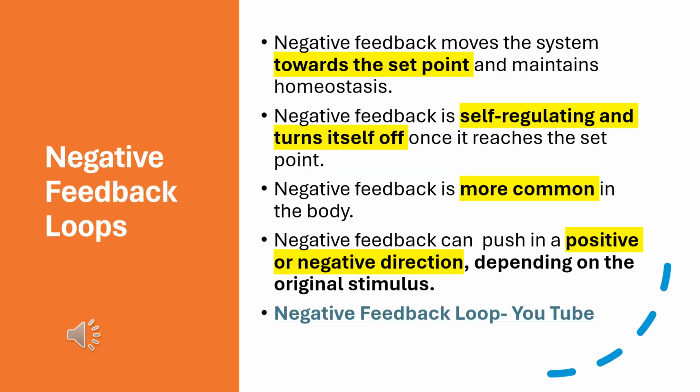A negative feedback loop moves the body towards the set point and maintains homeostasis. Negative feedback is self-regulating. It will turn itself off once it reaches the set point. In other words, once the set point is reached, the negative feedback loop will stop working. Negative feedback is the most common feedback loop in the body. The negative feedback loop can push in a positive or negative direction depending on the original stimulus.